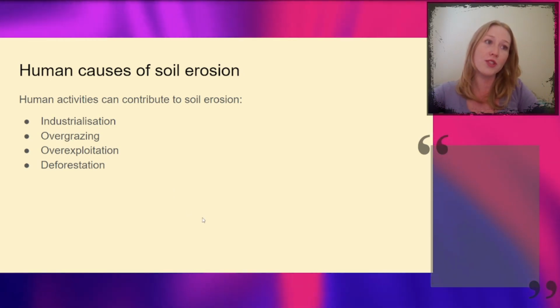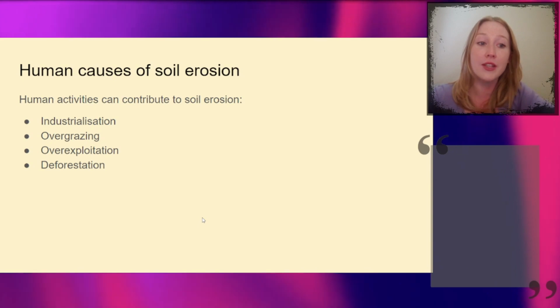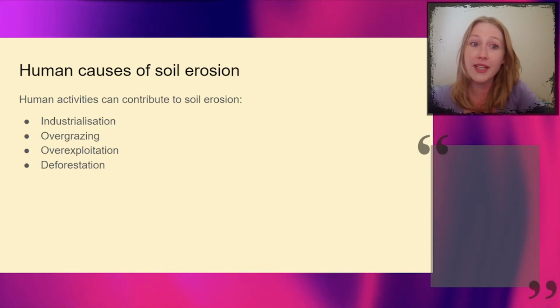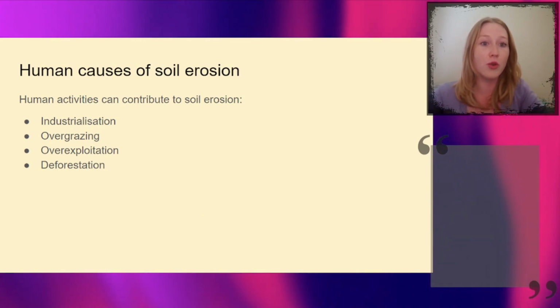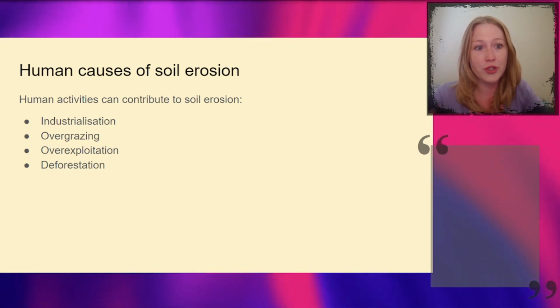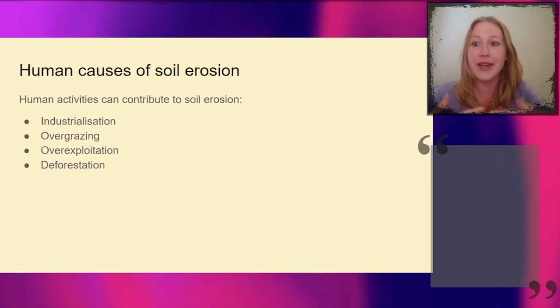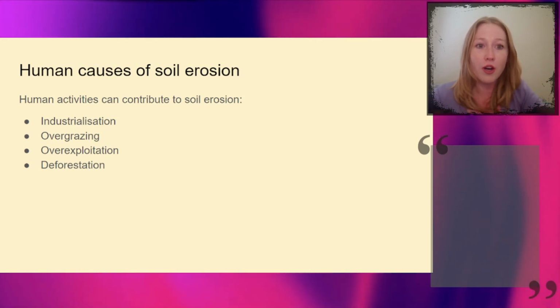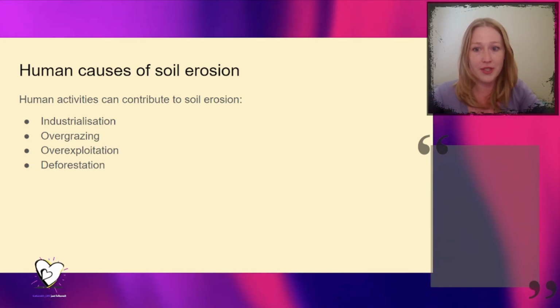Okay, human causes of soil erosion. Industrialization, so this is just the development of anything, the building and growing of human activities. Of course, that will lead to soil erosion. As soon as you need to clear away and make space in the land, you are disrupting any types of processes there.